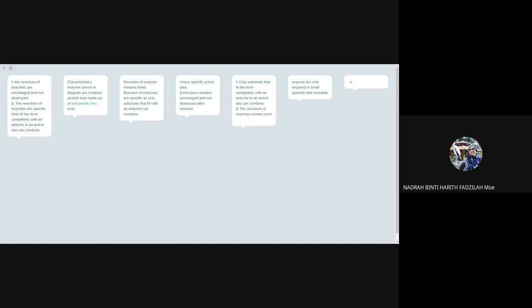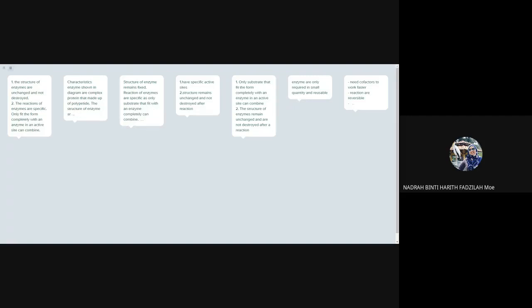Characteristic number 2, I agree with you when you say the reaction of enzymes are specific. Good. Okay, reaction of enzymes specific, atau only substrate that can fit the form completely. Fit the form ya. Fit the active site completely. Oh, boleh. Dah ada dia. Fit the form completely with an enzyme in an active site. Okay, boleh. Boleh Sarah, good.